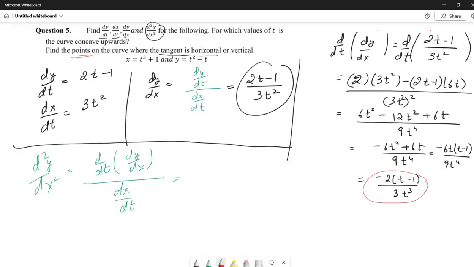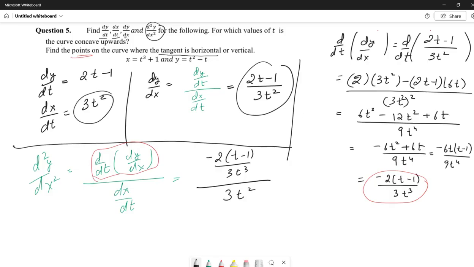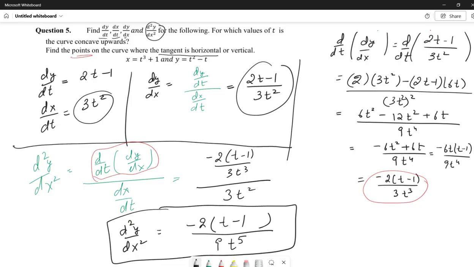Okay, we have this which we calculated. This is the numerator of the second derivative. Let's put it here. Negative 2 times t minus 1 by 3t cubed, divided by dx by dt, which we have already calculated, which is 3t squared. Therefore, this is negative 2 times t minus 1 by 3 times 3, 9t to the power 5. This is your second derivative of y with respect to x squared.